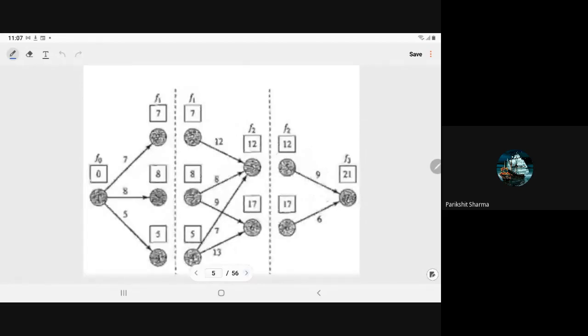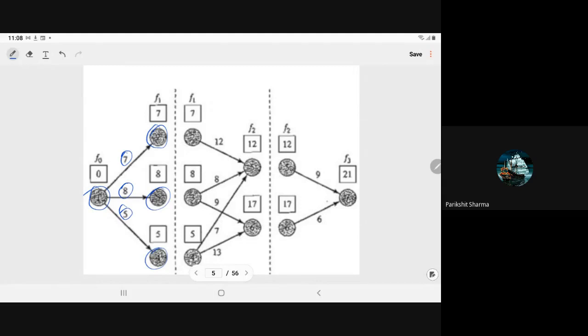Let's say the first node is 1, then we have the intermediate cities 2, 3 and 4. So mileages are given to you. Here we have 7, 8 and 5. Naturally, if you want to reach city 2, then you have to travel 7 kilometers, because there is no other alternative. For city 3 you have to travel 8 kilometers. For city 4 you have to travel 5 kilometers.